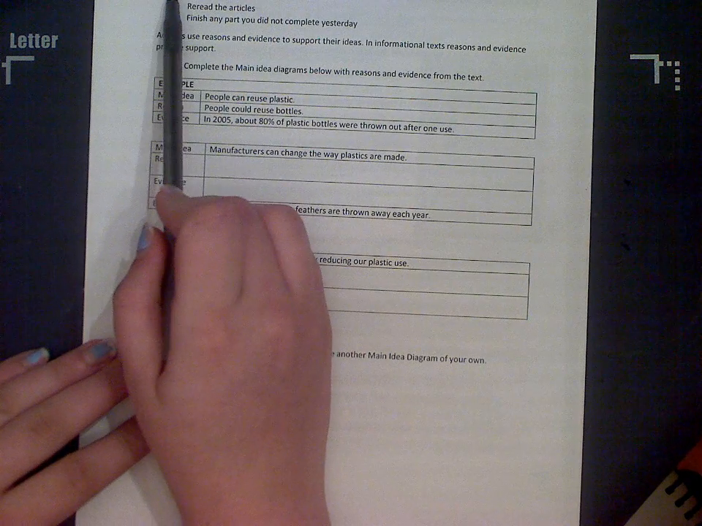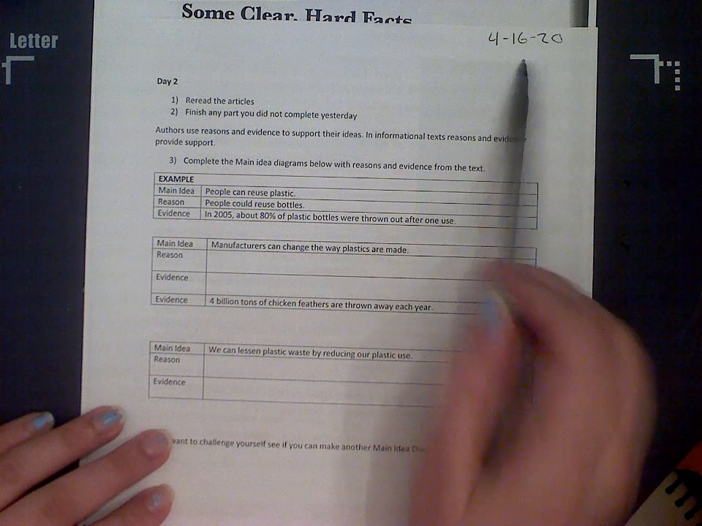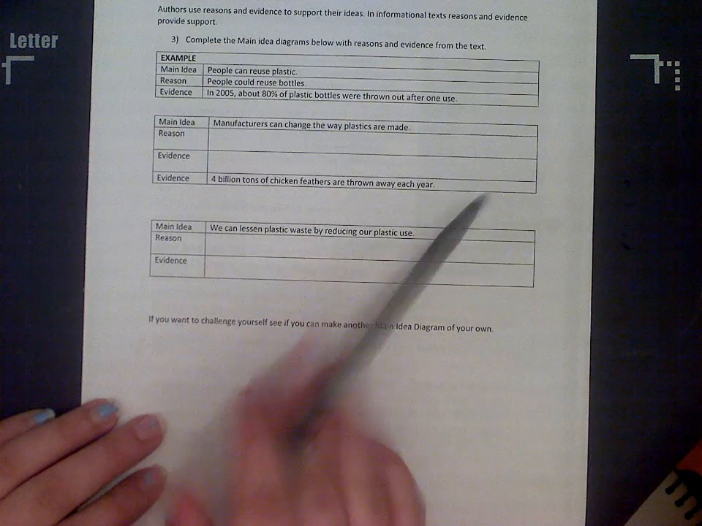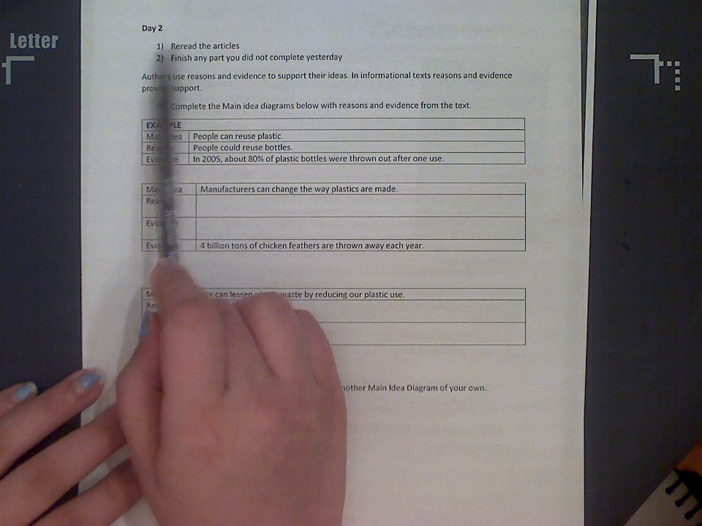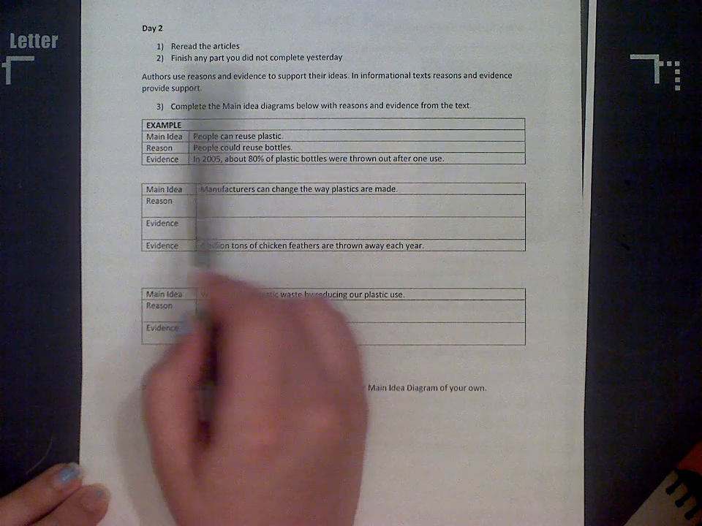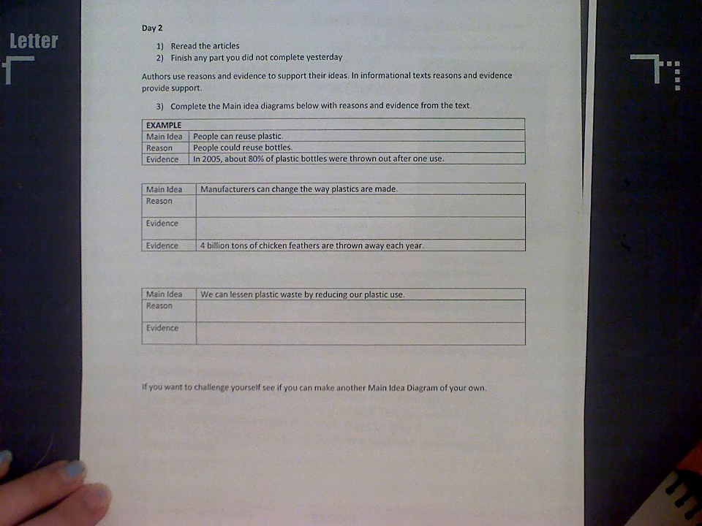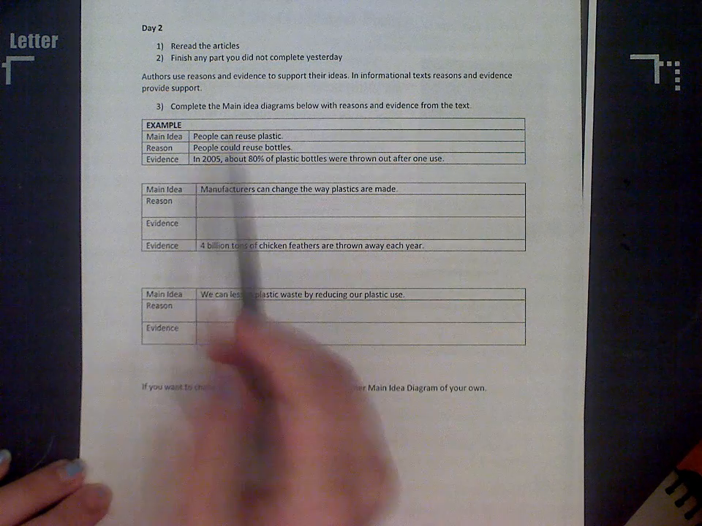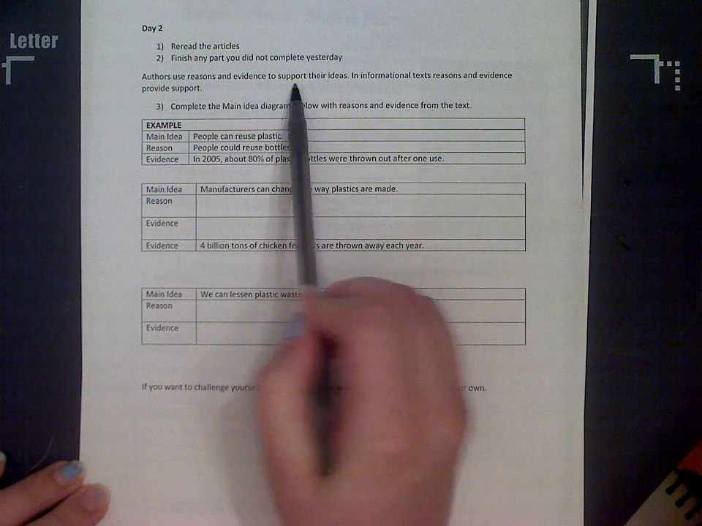This is day 2 of our markup text. It is on the back of what you did yesterday. You'll see on the top that it says 4/16/20. And the first thing it says is, go ahead and reread the articles, and then if you didn't finish something from yesterday, if you ran out of time, please go back and finish yesterday's activity first. Alright?